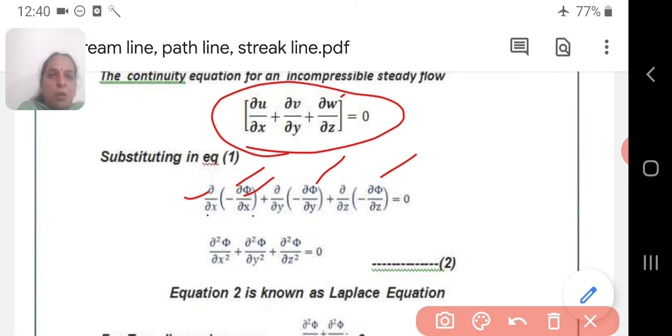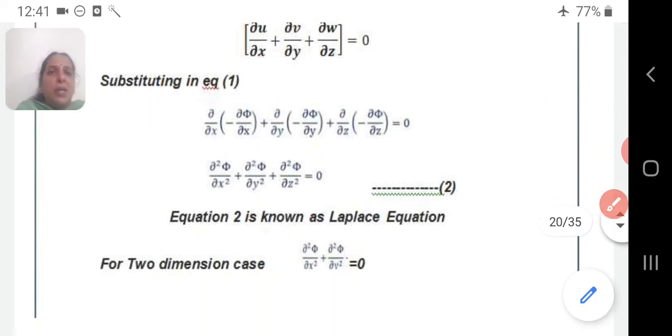Since negative is on all the three directions, we are removing the negative term. So the final equation will be dou square pi by dou x square plus dou square pi by dou y square plus dou square pi by dou z square is equal to 0. And this equation is said to be the Laplace equation.